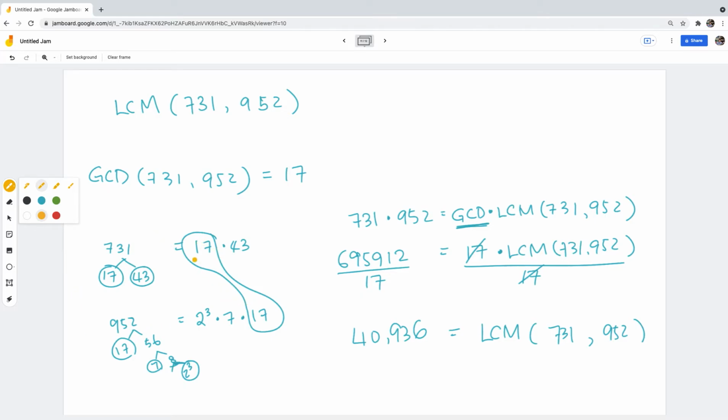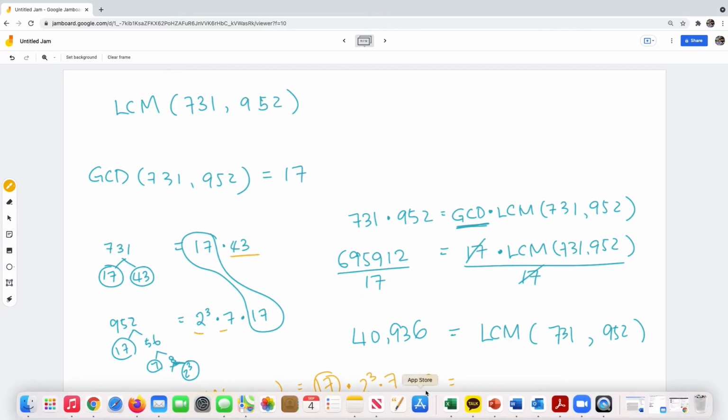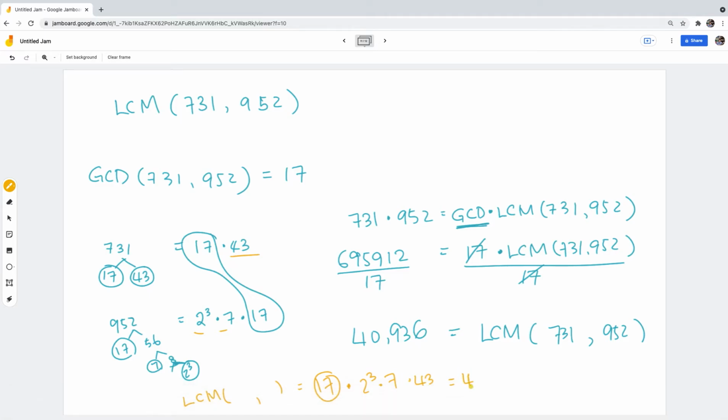So compare those. 17, yes, that's common. So using the prime factorization to find the LCM of those two numbers, we start from 17. Because it's common, you write that only once. And the rest of it, because it's multiple, you need to multiply all that: 2 cubed, 7, and 43. You need to multiply all those three numbers. Then use the calculator to check. You still get 40,936. So you can check either way. Okay?